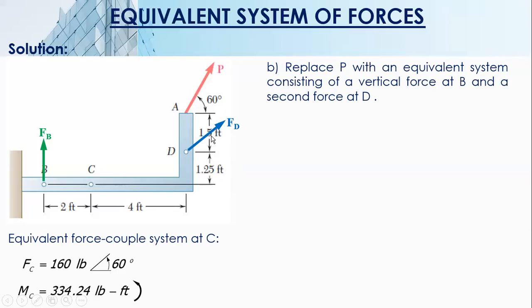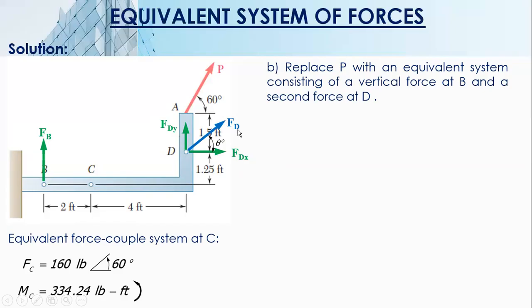Okay, FD, and then angle theta, its direction. Or, we can change this one. Instead of magnitude and direction, we'll replace this one by its components, FDX and FDY. So, focus on the green color. We have three unknowns: FB, FDX, and FDY.